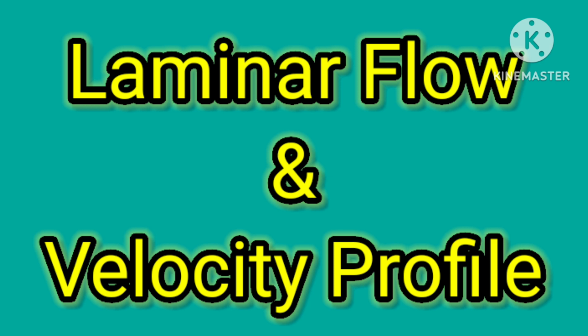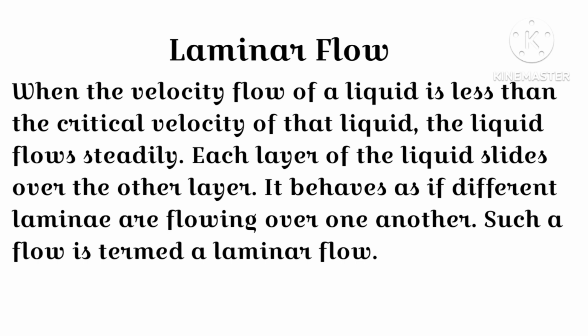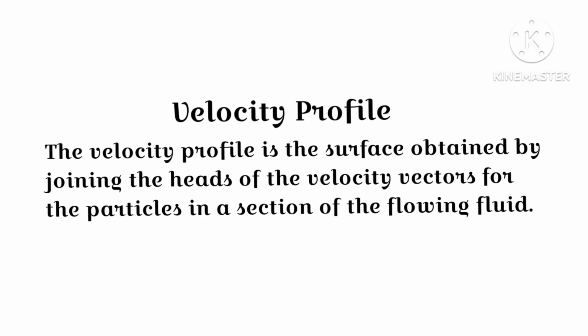Now, let's be familiar with the terms laminar flow and velocity profile. When the velocity of flow of a liquid is less than the critical velocity of that liquid, the liquid flows steadily. Each layer of the liquid slides over the other layer. It behaves as if different laminae are flowing over one another. Such a flow is termed a laminar flow. On the other hand, velocity profile is the surface obtained by joining the heads of the velocity vectors for the particles in a section of the flowing fluid.